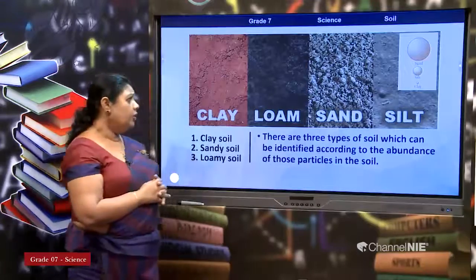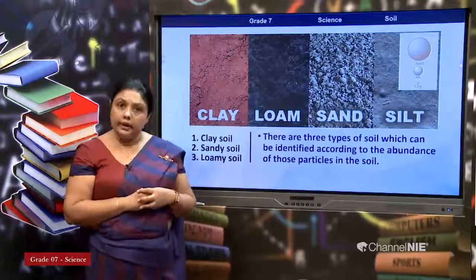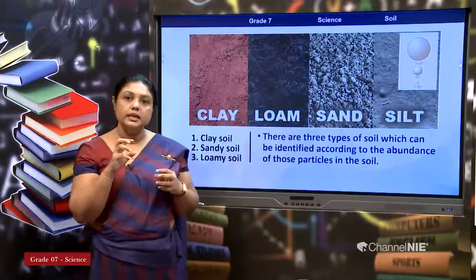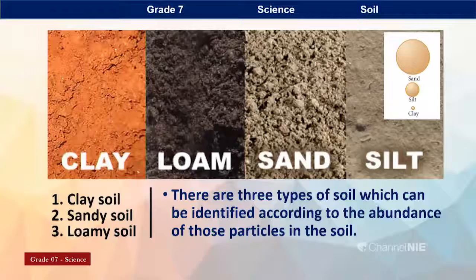Now, look at this. First of all, you can identify different types of soil by the size of the particle. If you concentrate on the screen, you can see sand particles are very large and silt particles are smaller than that. Clay particles are the smallest. When it is together, it is a bit difficult to identify, but particles are that way at the same time. By looking at the color, you can find out what it is.